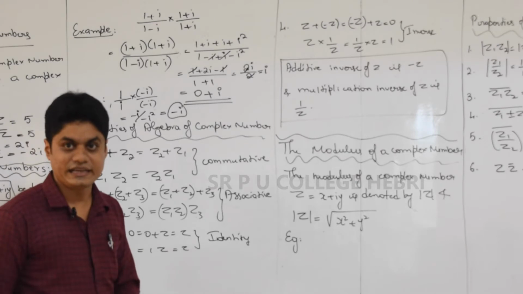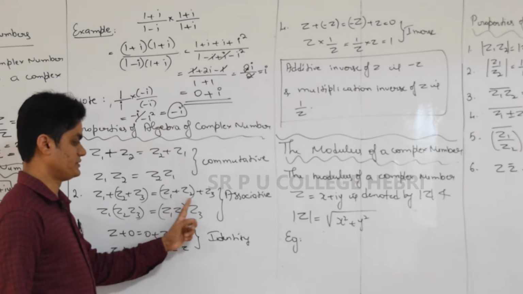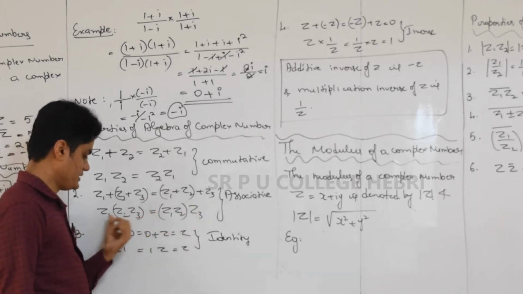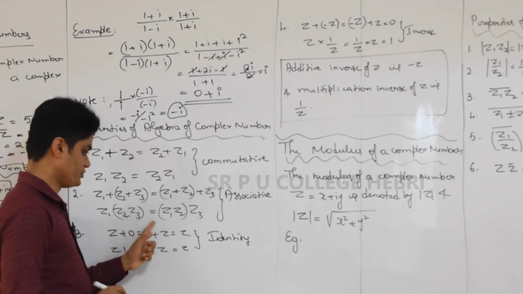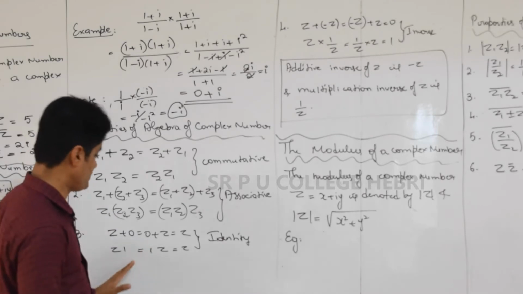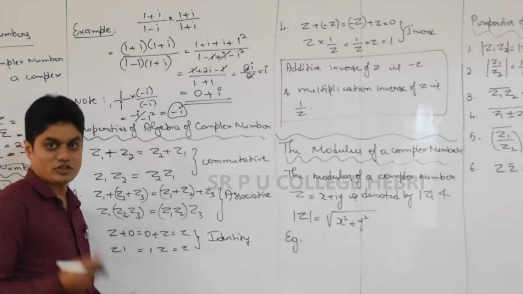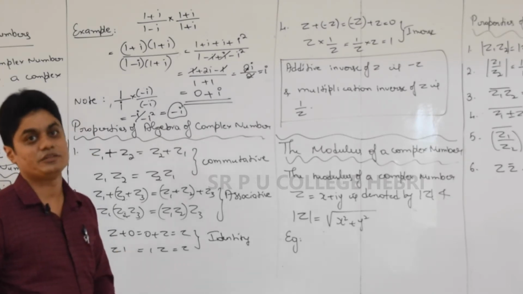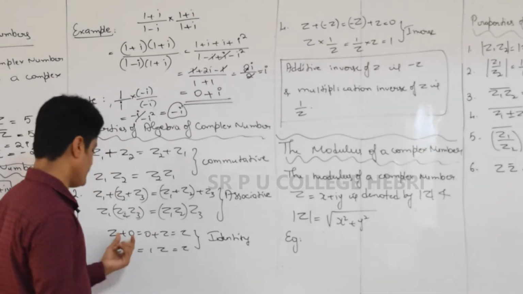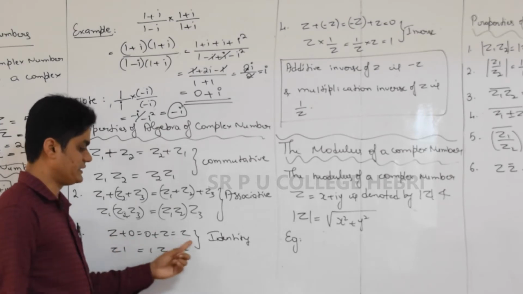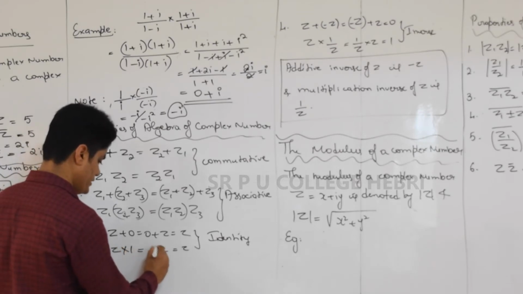Associative property, you have heard: a plus b plus c is equal to a plus b plus c. Similarly, z1 plus z2 plus z3 is equal to z1 plus z2 plus z3. That is for addition. For multiplication, z1 into z2 z3 equals z1 z2 z3. So I hope you know the associative property also. Maybe this is new, but in the real number system you know about it. See, z plus 0. 0 is a complex number, 0 plus i 0, where both real part and imaginary part are 0. So whenever you add the zero complex number to another complex number, you get that complex number itself. Similarly, z into 1.